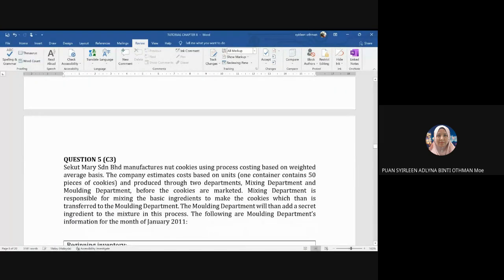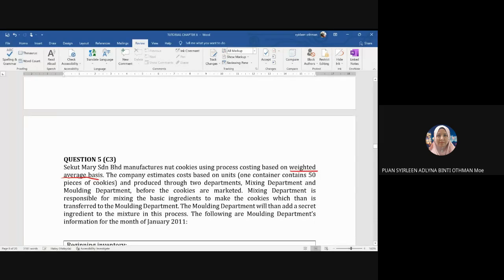Okay. Alright, question 5 dia panjang cerita dekat atas dia. Okay, manufactures nut cookies using process costing based on weighted average basis. Ini memang clue lah untuk kita buat production cost report ataupun untuk kita calculate the equivalent unit sebab we are using the equivalent unit. Okay, so company estimate cost based on units.